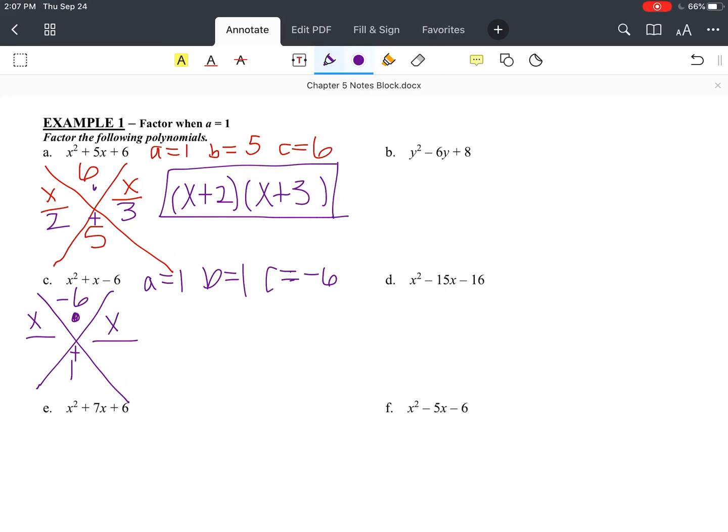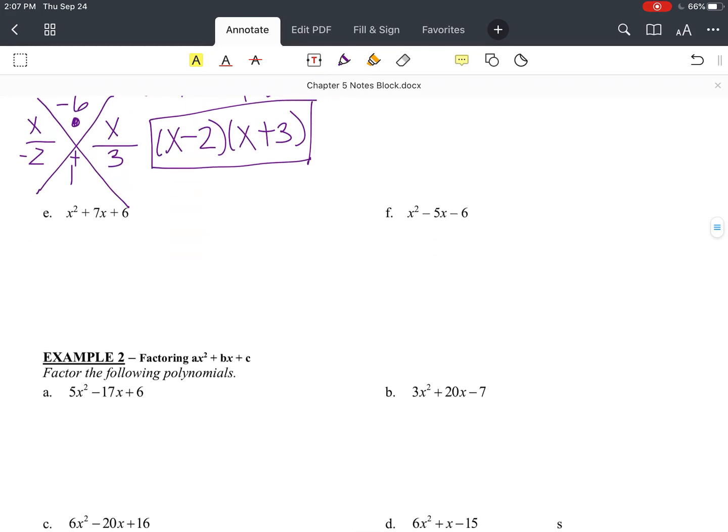So think about it. In order for it to add to 1, my factors have to be very close to each other. Well, in this case, 3 and 2 make 6. One of them has to be negative because I have to multiply to a negative number. So it's going to end up being negative 2 and positive 3. Negative 2 times 3 is negative 6. Negative 2 plus 3 is 1. So x over negative 2 doesn't simplify, so it's just going to become x minus 2. And x over 3 also doesn't simplify, so it becomes x plus 3. And then that's the factored form. We'll try one more when a is 1.